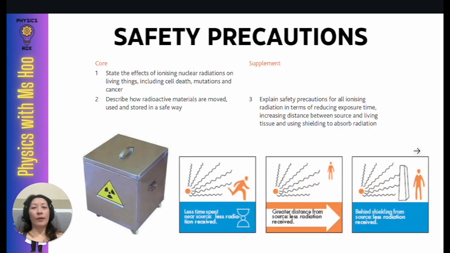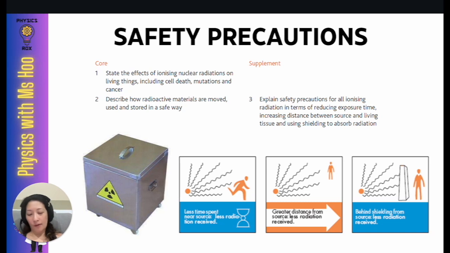And finally, we come to safety precautions. So what you need to be able to do in your exams is, for one, you need to state the effects of ionizing nuclear radiations on living things. So this includes cell death, mutation, and cancer. You also need to be able to describe how radioactive materials are moved, used, and stored in a safe way.